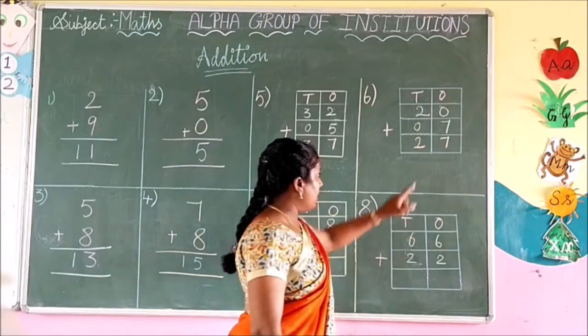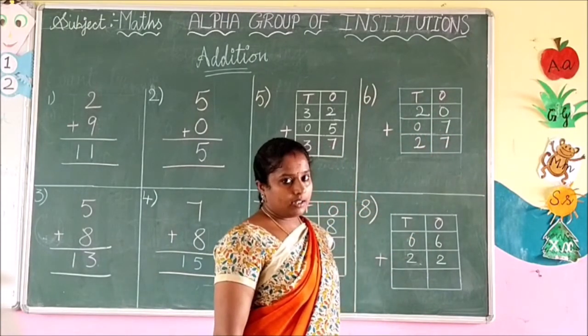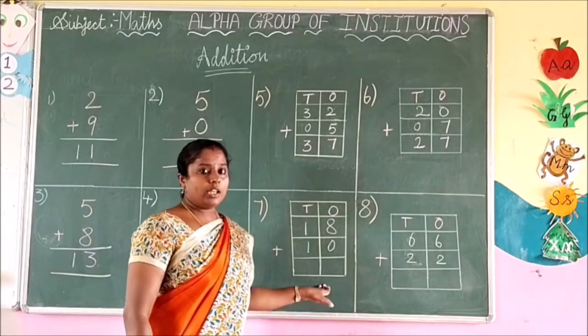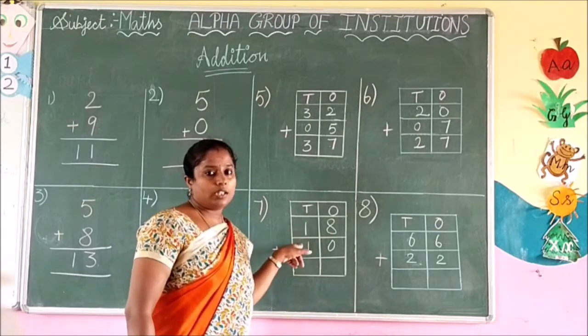So what is the answer? 20 plus 7, we got 27 as the answer. Okay. So now shall we go to the next small addition, adding two-digit numbers. We are going to add two-digit numbers.